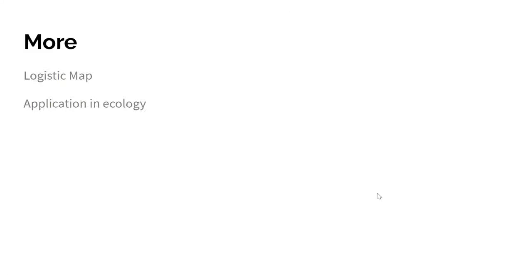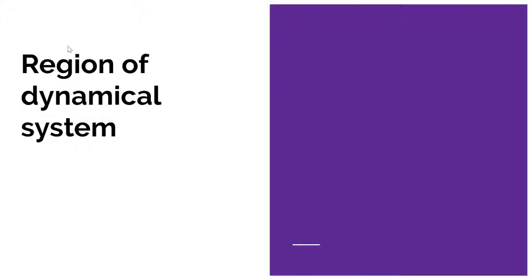So that's important. And for more, you could search for logistic map and applications in ecology, but of course you can find much more about that. What we are also interested in is the region for a dynamic system in which the points do not diverge to infinity. So if you think about iterating x, assigning x the value of x squared plus c, it reminds people about the famous Mandelbrot set.